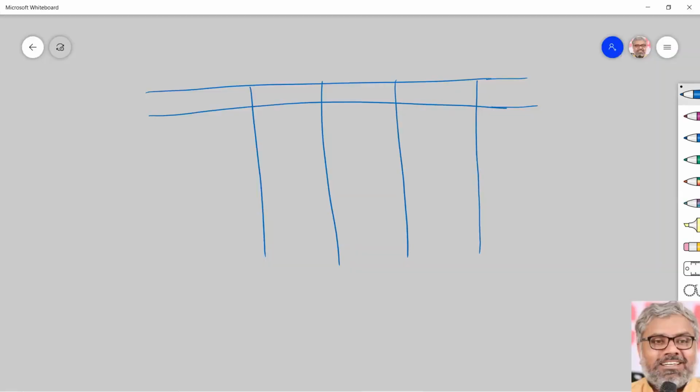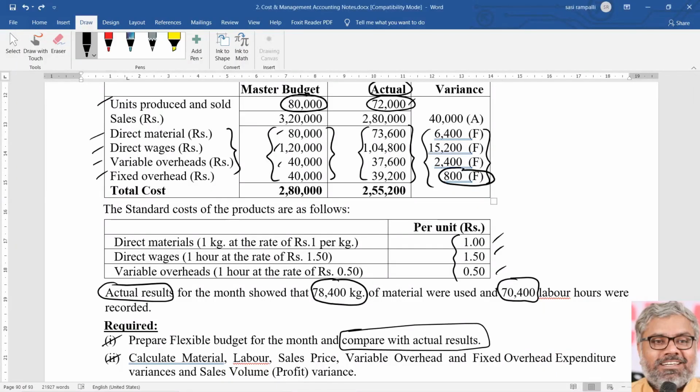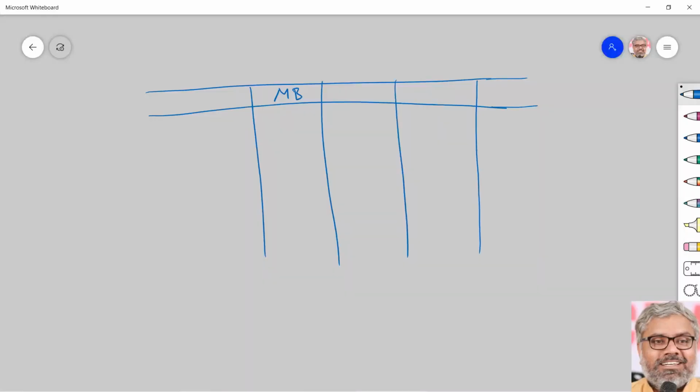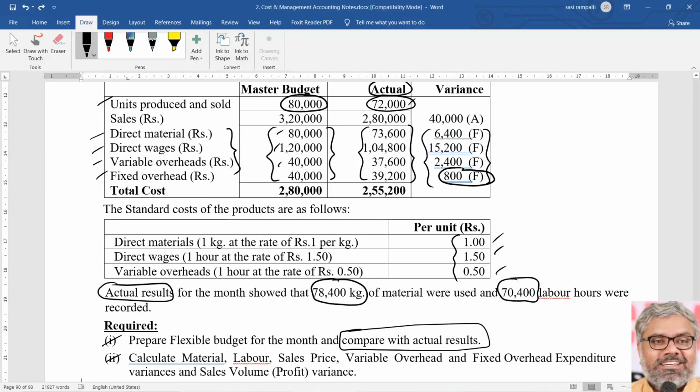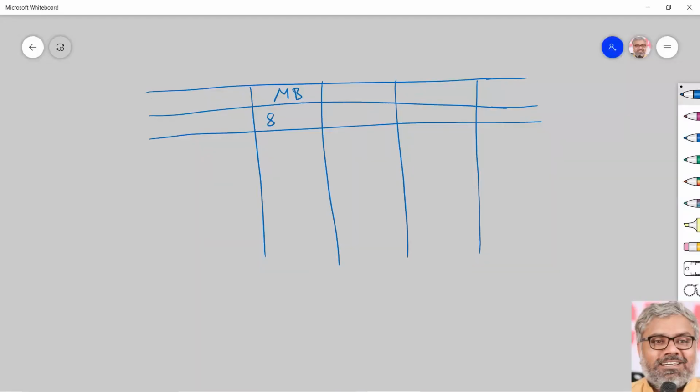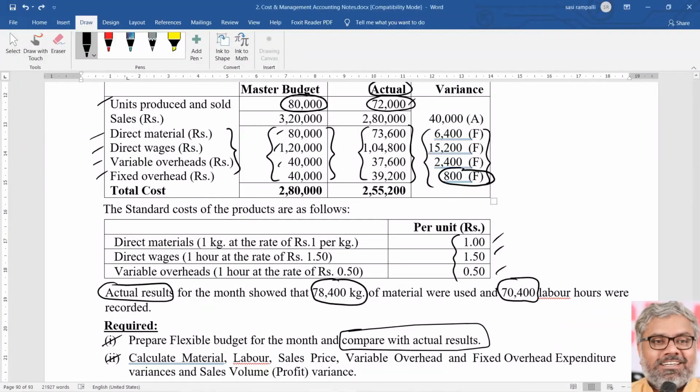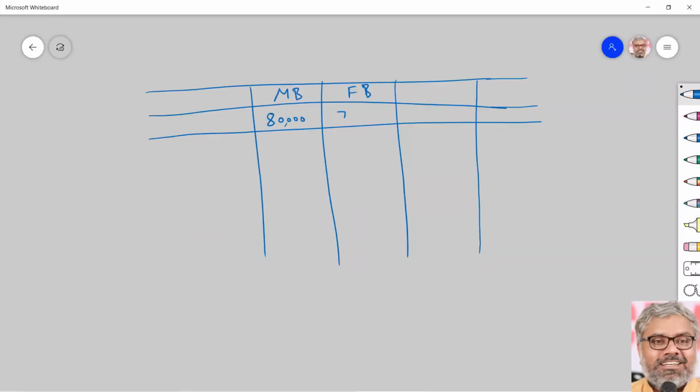So first of all, this is master budget, what is given in the question. Master budget is at what level of activity? That first of all we have to see. At what level of activity master budget is? 80,000 units level of activity. But flexible budget we have to prepare, this is also budget by the way, not actual. Budget we have to prepare for 72,000 level of activity, which is the actual level of activity.